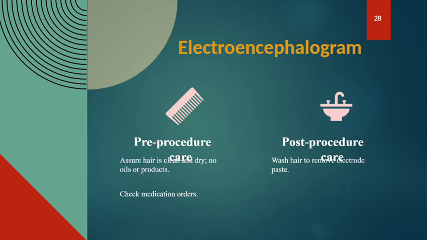The main post-procedure task is to allow or assist the patient to wash their hair to remove the electrode paste or gel. If the patient had a sleep-deprived EEG, emphasize rest and safety afterward, because fatigue may increase fall risk. Encourage the patient to resume regular medications unless the provider gives different instructions.